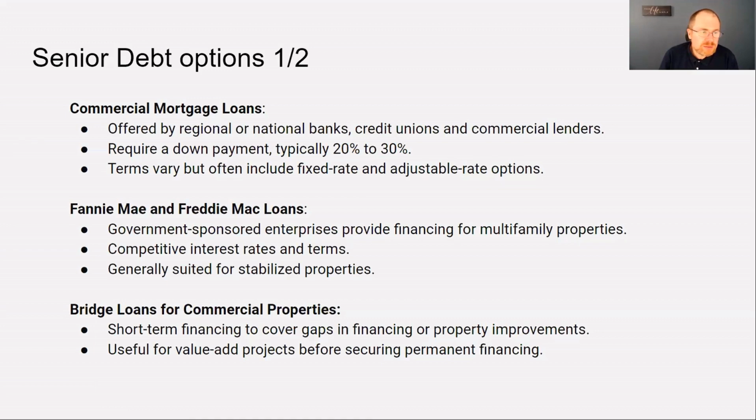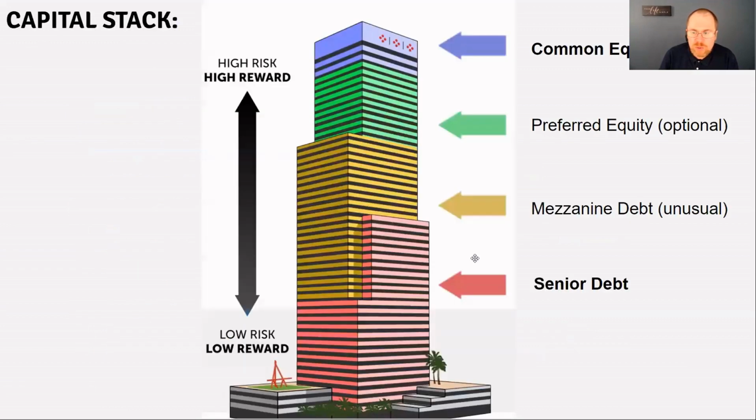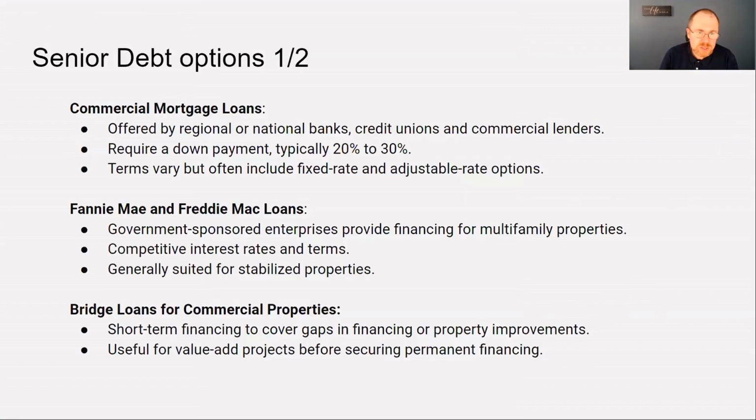So let's talk about, again, if I come back to this, what's important: senior debt, common equity. And now we're going to spend a lot of time on what senior debt is, where you can get that. So, senior debt options. The first one is commercial mortgages, provided by either a regional or national bank or a credit union, or also specialized commercial lenders.